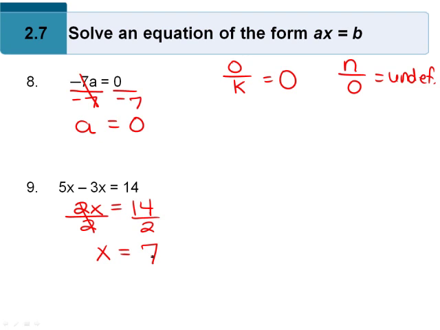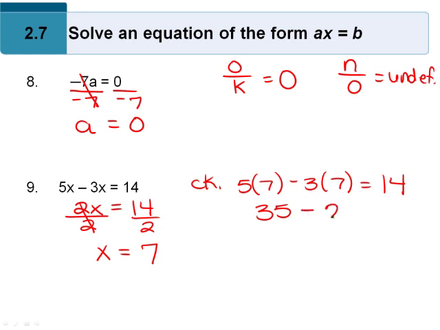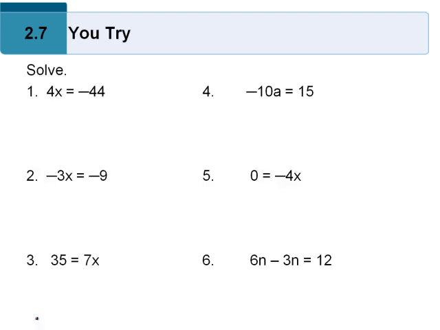Now, if you were to go back and check this, you would need to make sure that you put the 7 in both places for the x. So let's check this one real quick. You're going to put in 5 times 7 minus 3 times 7 should equal 14. Well, 5 times 7 is 35. Bring down your minus sign. 3 times 7 is 21. Okay, and then if we subtract, you get 14 equals 14. So it works. Okay, so you can always check all of your answers to these equations.